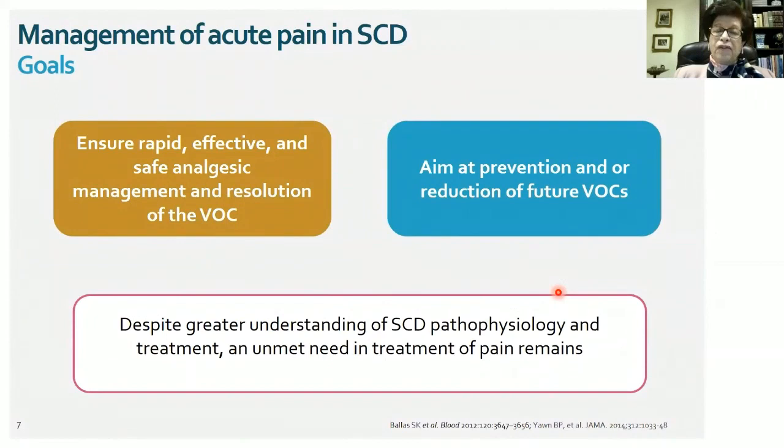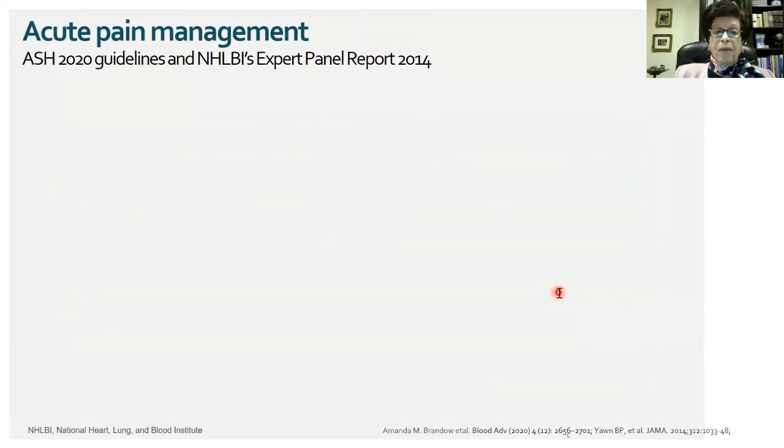We would like to manage acute pain in sickle cell disease. Like in any chronic disease, we need to have set goals. And the two most important goals are, first, ensure rapid, effective, and safe analgesic management and the resolution of VOC. But more important is to aim at prevention and or reduction of future VOCs to save the organs. And now, when I talk about appropriate management, I would like to summarize the ASH 2020 guidelines and the National Heart, Lung, and Blood Institute Expert Panel Report 2014 guidelines, which I find very useful.